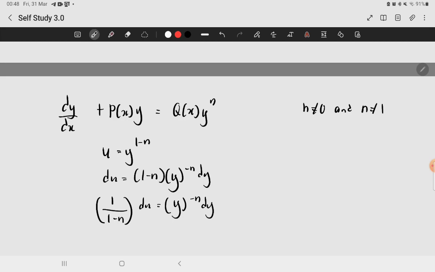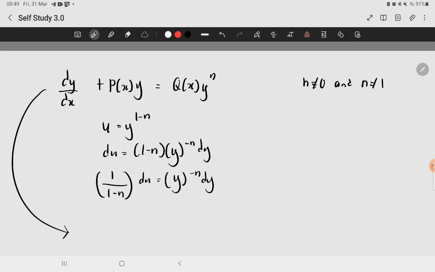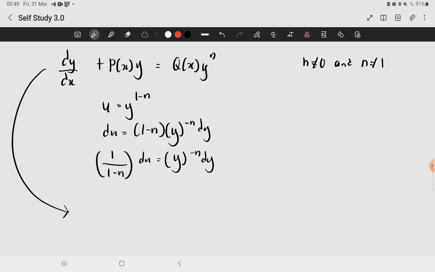Alright, so the question here is how are we going to substitute into our differential equation? First things first, based on our differential equation, we have to divide both sides by y raised to the power of n. When we divide both sides by y to the power of n, it means we are multiplying both sides by 1 over y to the power of n. By using the index laws, this is multiplying both sides by y raised to the power of negative n. I'm not sure what the properties of n are, but anyway, multiplying both sides by y raised to the power of negative n.